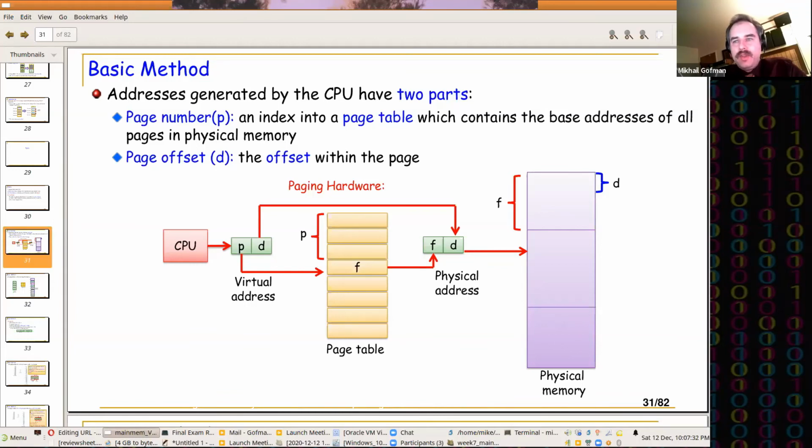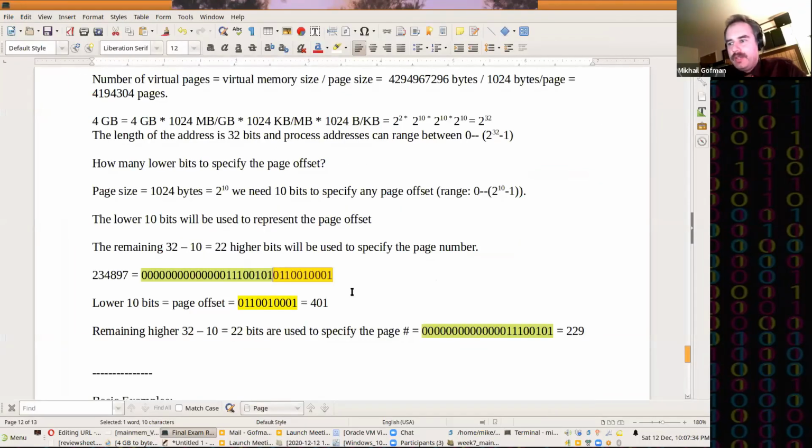So, and how do you find the page number? That's what I just explained, right? So if you know the length of the address and you figured out the number of lower bits you need to specify the offset, the remaining higher bits are what's used to specify the page number. So you would take the address length and subtract the number of lower bits, okay? And what you get is the remaining higher bits.